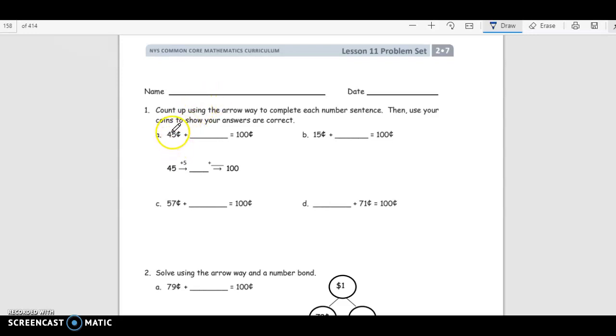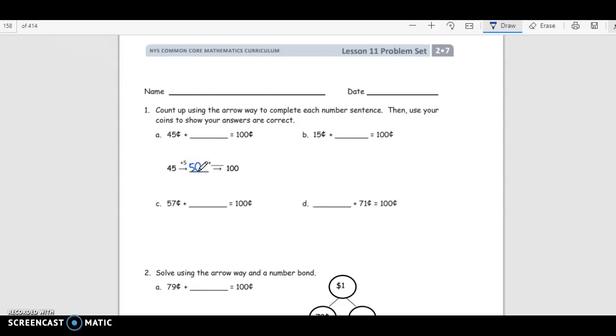So we're at 45 cents and we want to get to $1 or 100 cents. Okay, so we have 45 cents and we want to get to the next 10. So the arrow way, we're going to add 5 to get to the next 10, which will give us 50.